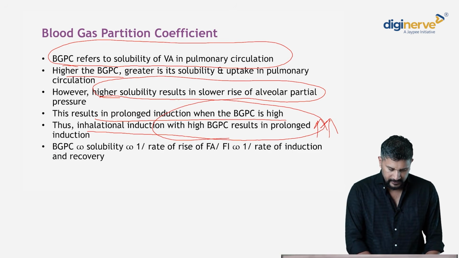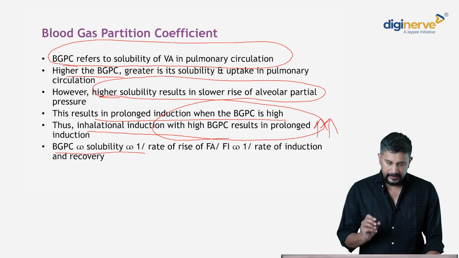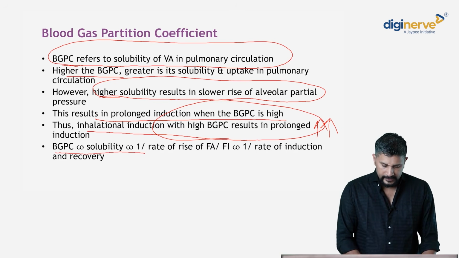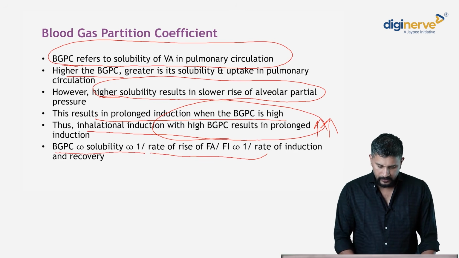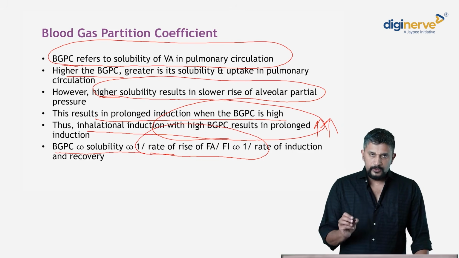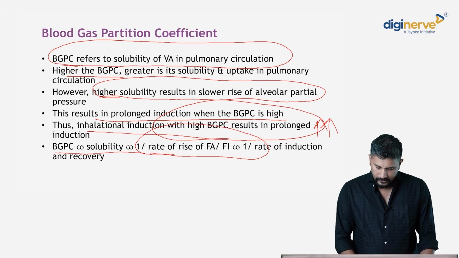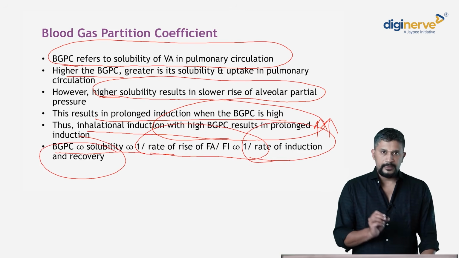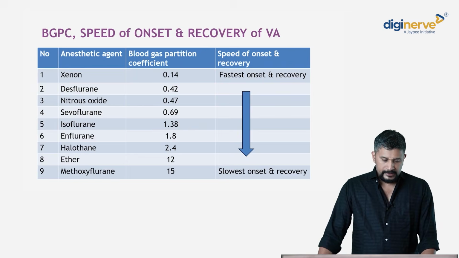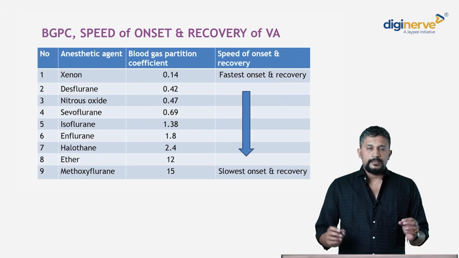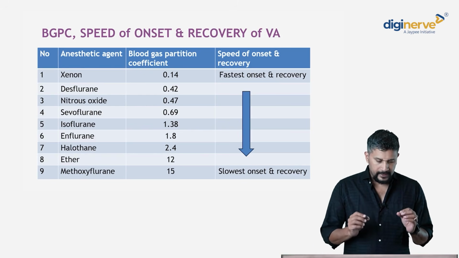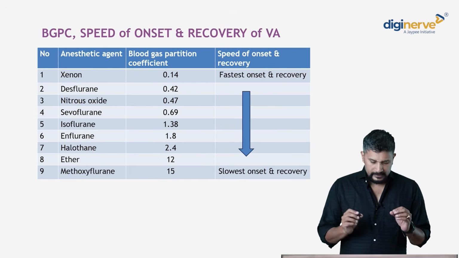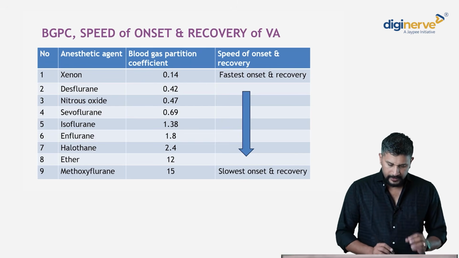and blood gas partition coefficient is therefore directly proportional to the solubility of your volatile anesthetic in blood, and it is inversely proportional to the rate of rise of your alveolar concentration, and it is also inversely proportional to the rate of induction and recovery using that agent. So this is something which is very, very important. It is repeatedly asked. Please make it a point to remember the blood gas partition coefficient of at least some of the most important ones which I am going to outline.